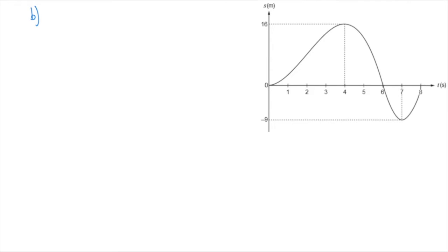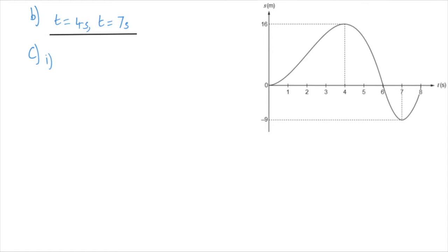In part B of the question, we are asked to find the times where the athlete is instantaneously at rest. These are the points on the graph where the velocity is instantaneously 0 and are represented by the flat spots on the graph. And these are clearly at the times t equals 4 and t equals 7 seconds.